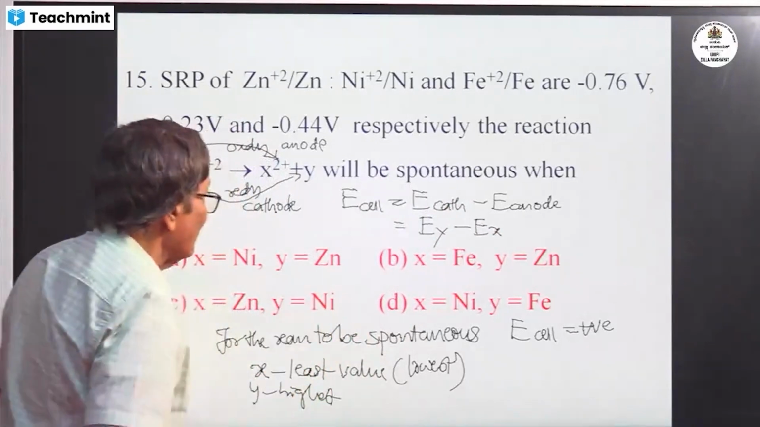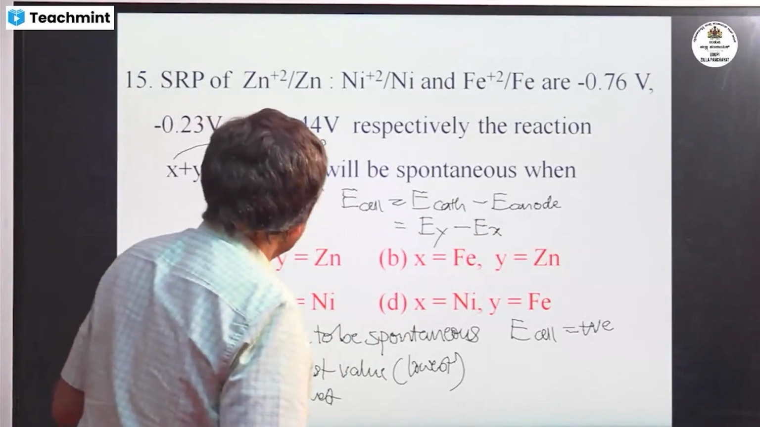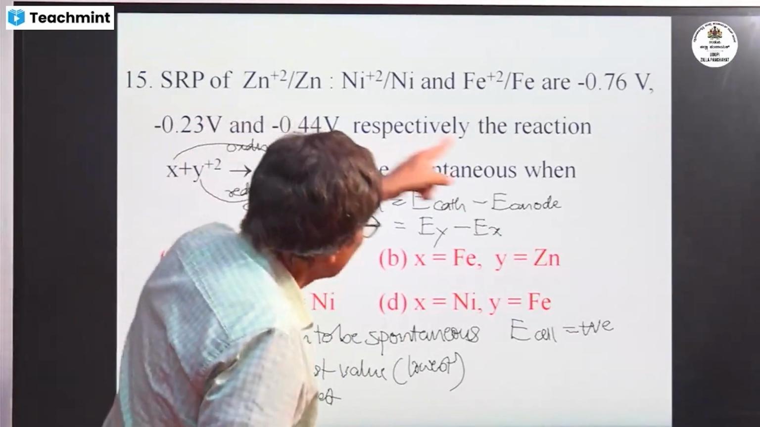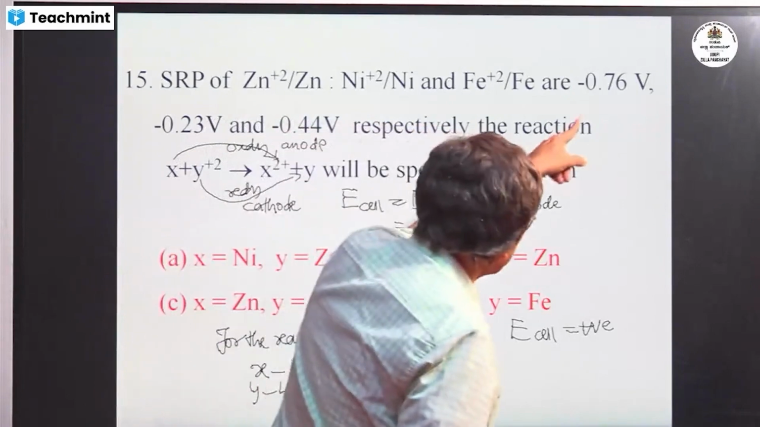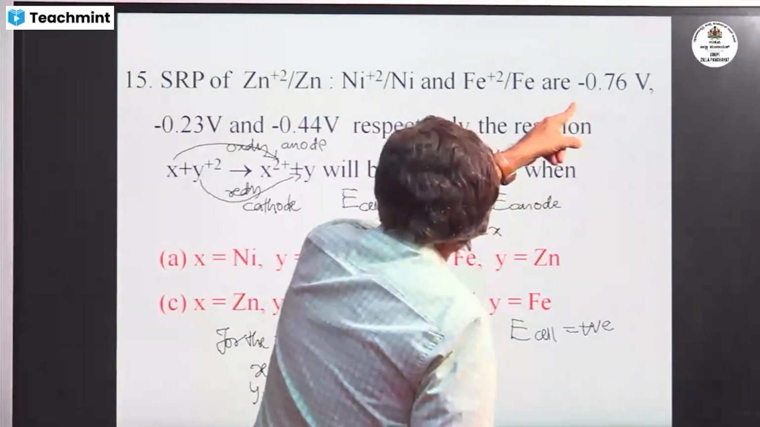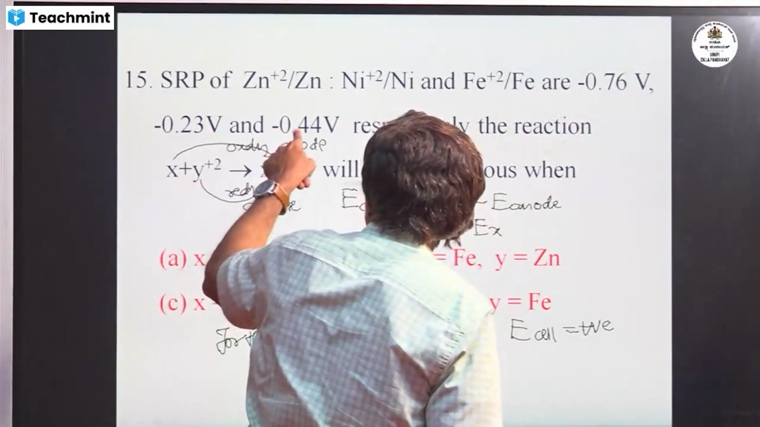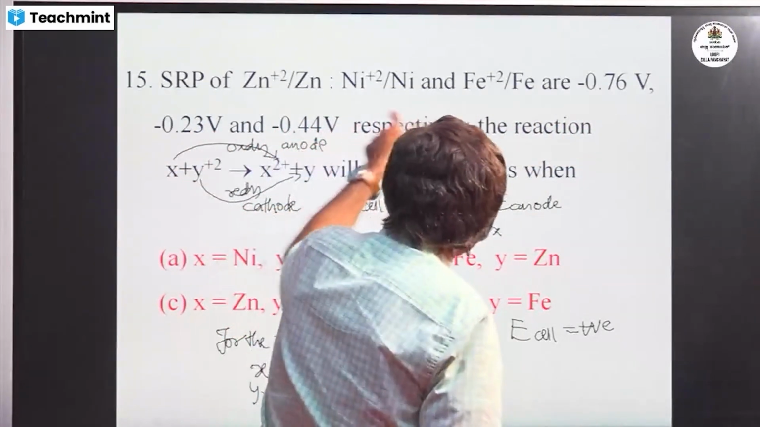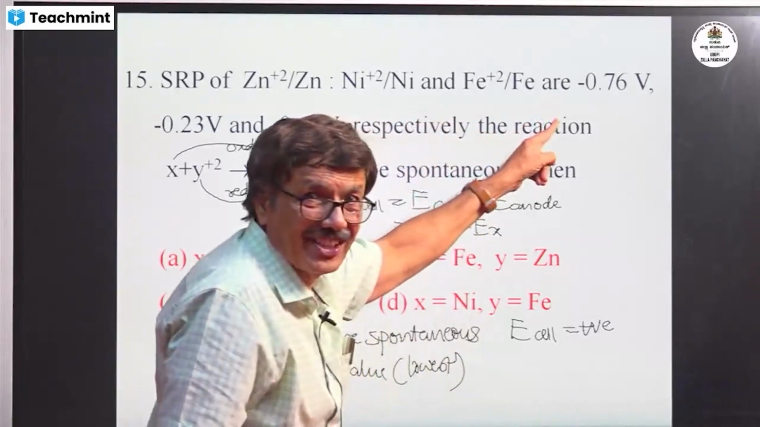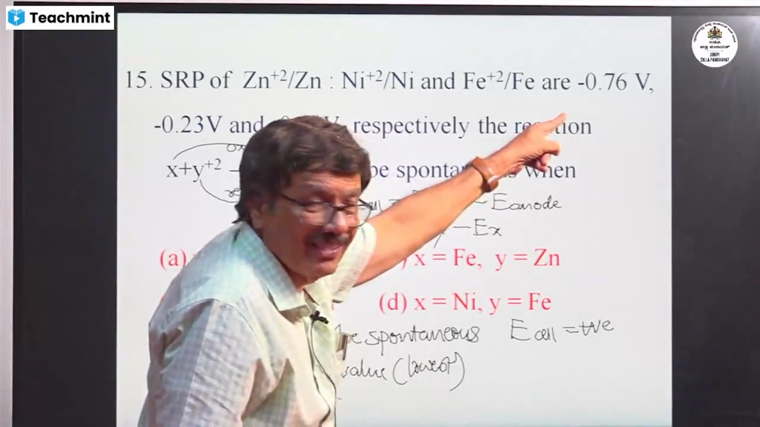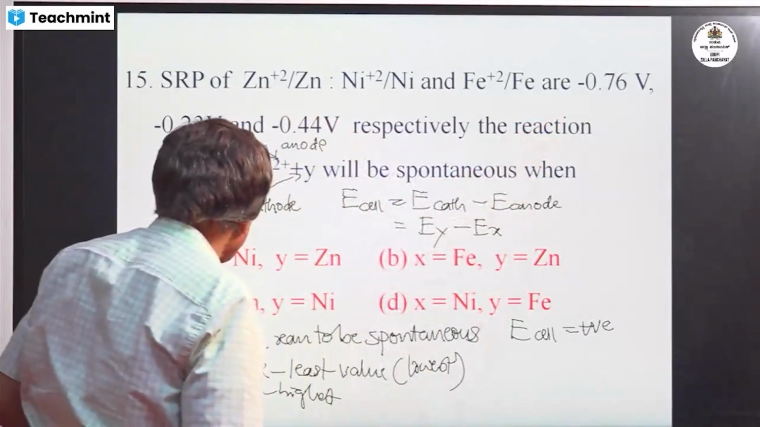Y is the highest. X1 is the least. Which is the least value here? They are given the values. One value is how much? Minus 0.76. Minus 0.23. Minus 0.44. Okay, out of this, which is the least? Which is the lowest one? Is it not minus 0.76? Minus 0.76 is the lowest one.